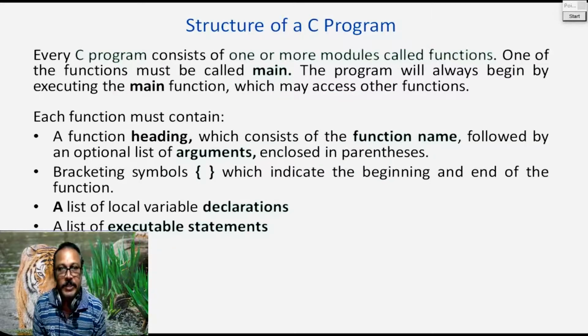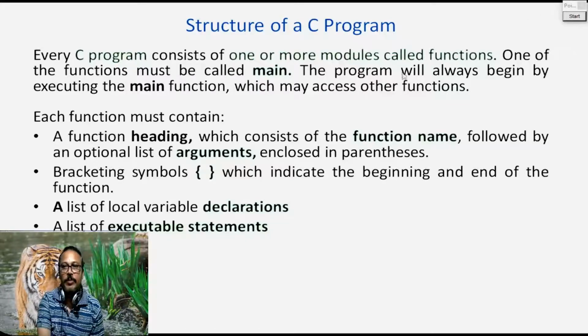So, the structure of a C program. Every C program consists of one or more modules called functions. One of the functions must be called main. The program will always begin by executing the main function, which may access other functions.